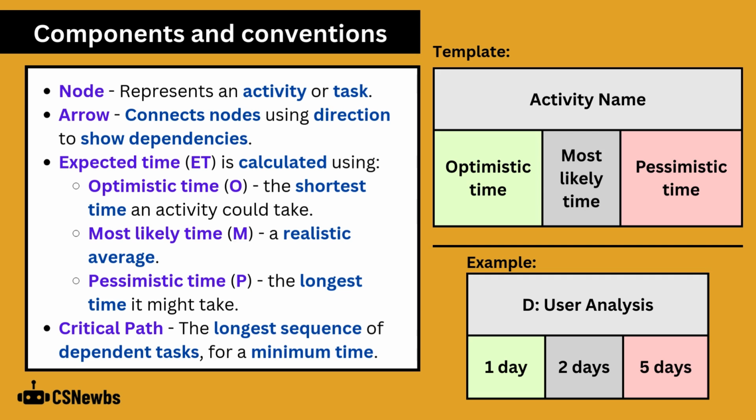Arrows connect nodes using direction to show dependencies. Expected time for each activity is calculated using optimistic time, which is the shortest time an activity could take, most likely time, which is a realistic average, and pessimistic time, the longest time it may take. Critical paths are also shown in this type of diagram, which is the longest sequence of dependent tasks to work out the minimum time the overall project may take.